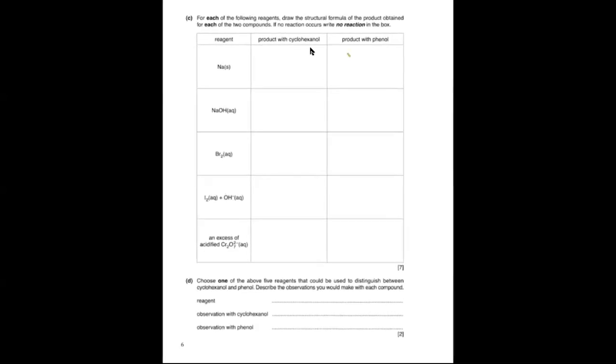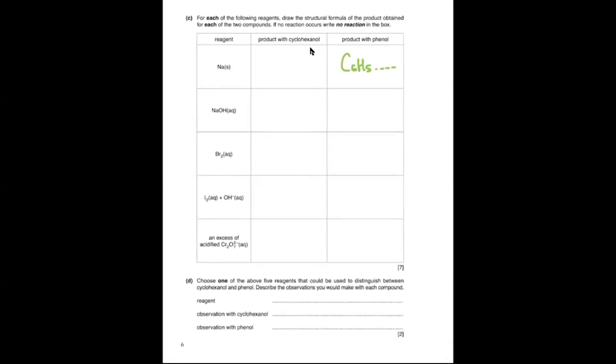Next, for each of the following reagents, draw the structural formula of the product. Okay. The structural formula for phenol, sorry, for benzene, you would use, for example, C6H5 something. Okay, C6H5 and so on. If you want to draw it out, it's also fine. Okay.